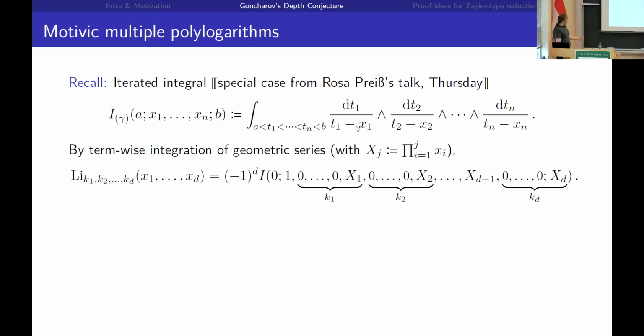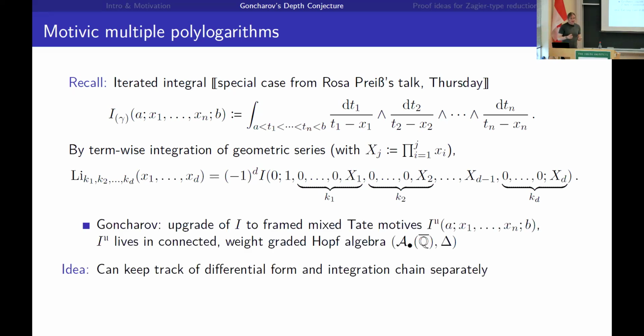And by expanding each of these things out as a geometric series, you can show that the polylog with index k1 through kd of x1 through xd is some iterated integral, where, just for notational simplicity, I've tried to group all of the variables together into some capital X. The capital X's are products of consecutive x's, they get plugged in here, and this just comes about by the iterated integral procedure.